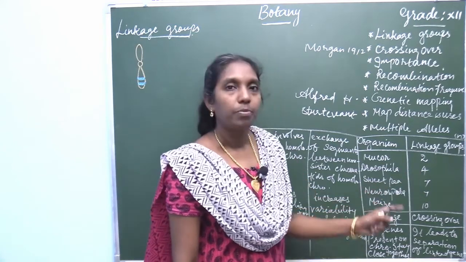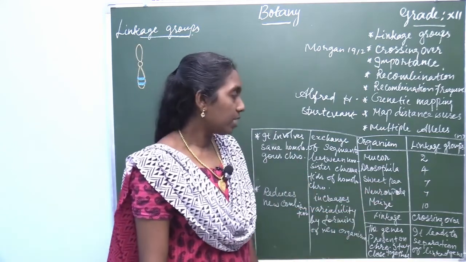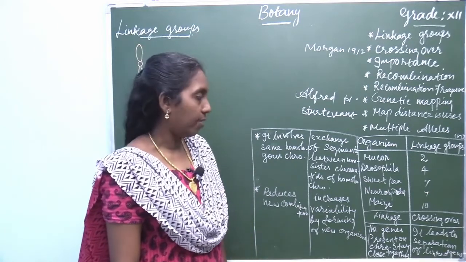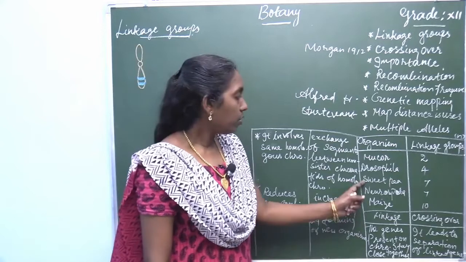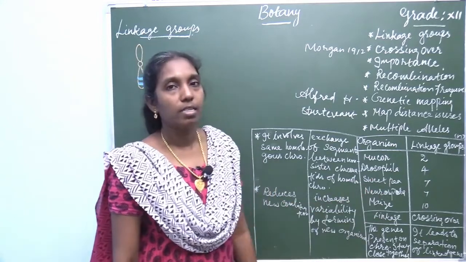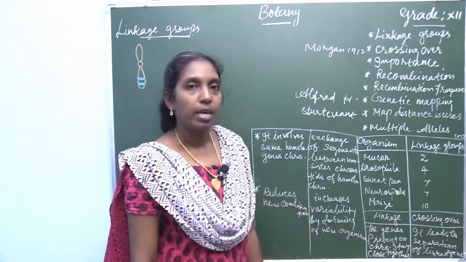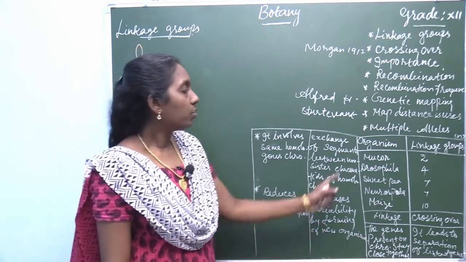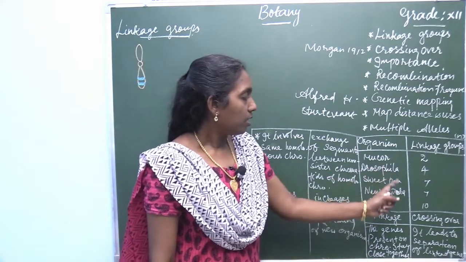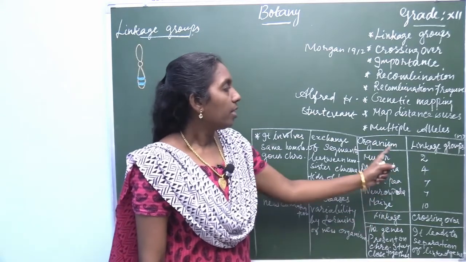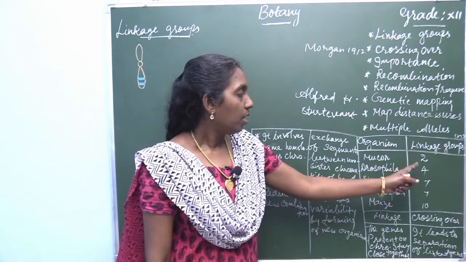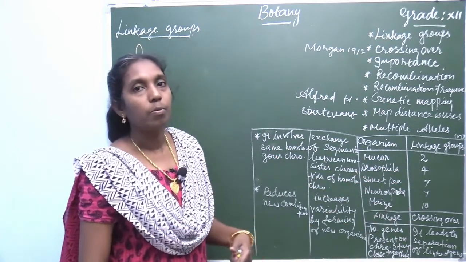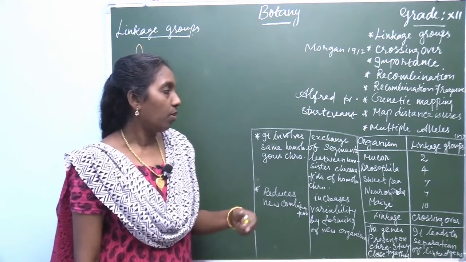In sweet pea, the number of linkage groups is 7, and the haploid set of chromosomes is also 7. Neurospora is 7 as well, and maize is 10 in number. So, in these organisms, the linkage groups 2, 4, 7 and 10 correspond to the number of their haploid set of chromosomes.